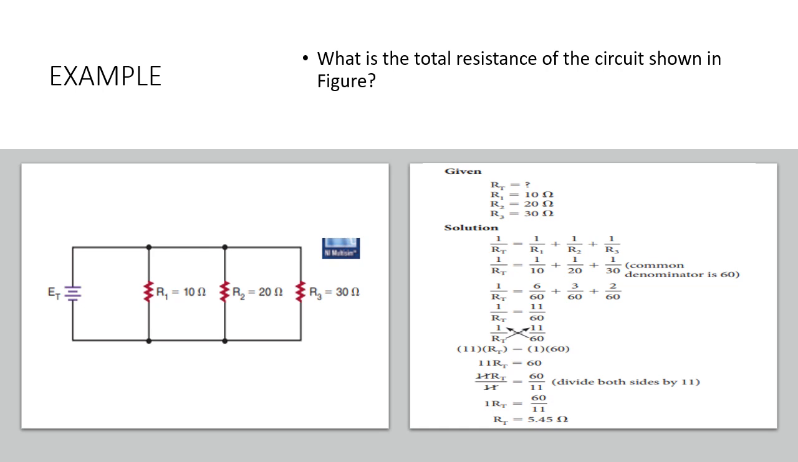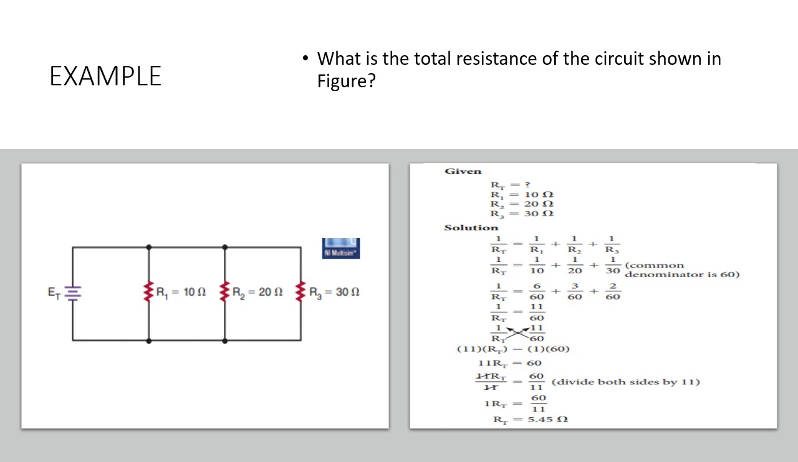In this example we need to find RT, which is the total resistance in the circuit. Given in the circuit values for R1 equals 10 ohms, R2 equals 20 ohms, and R3 equals 30 ohms. Because all resistors in the circuit are arranged in parallel, we need to use the formula as stated here. By substituting all the given values in the formula we get 1 over RT equals 1 over R1, 10 ohms, plus 1 over R2, 20 ohms, plus 1 over R3, 30 ohms.